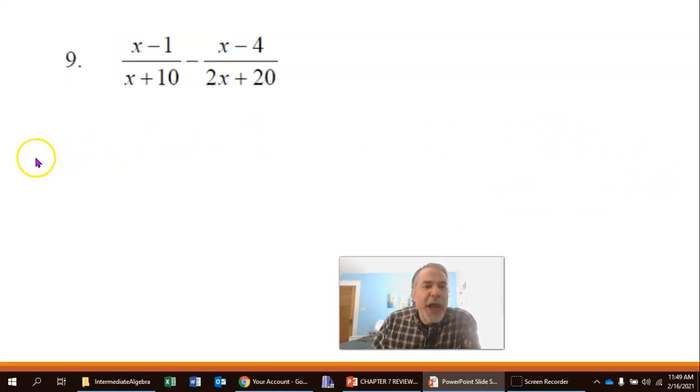Here we have a subtraction problem. x minus 1 over x plus 10 minus x minus 4 over 2x plus 20. For subtraction, just like with addition, we need a common denominator. These don't already have the same denominator. Can you see how to get the same denominator? Here's a hint. This second denominator, 2x plus 20, if you factor it, factors into 2 times x plus 10.